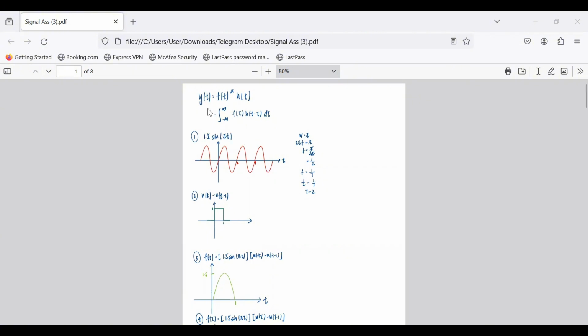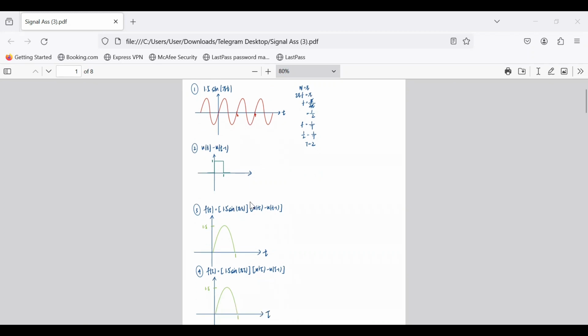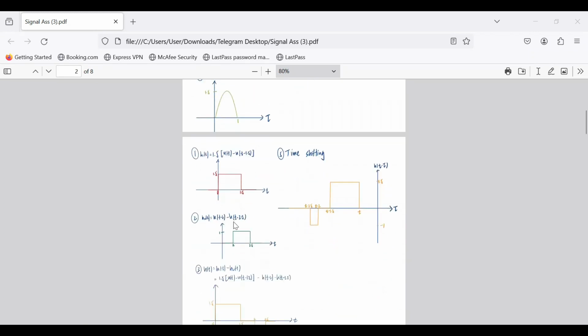According to the equation of convolution, we know that yt is equal to the integration of f tau product with ht minus tau, while yt is our output. First, we use the sine graph, which is 1.5 sine pi t, product with our rectangular graph. So we can get ft, and we change the t-axis into tau axis and get the f tau graph.